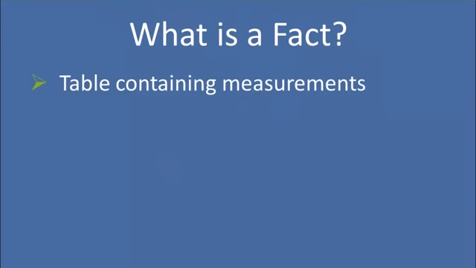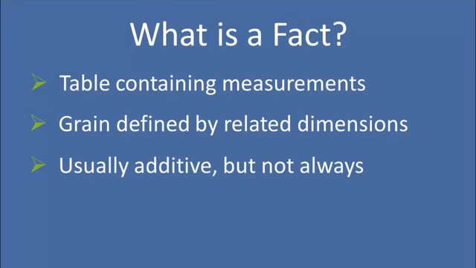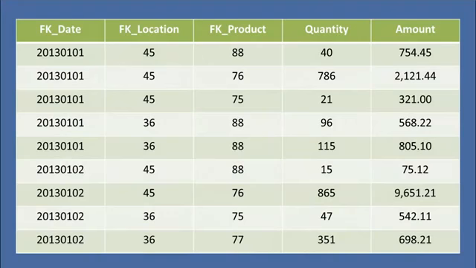So a fact table is a table in a database that contains measurements. Each record is a different measurement, and the granularity of that measurement is defined by related dimensions, which we'll talk about in a moment. Usually these measurements are additive, something like sales, where I can sum them up across multiple records, but not always. Sometimes they're semi-additive, meaning they're additive across only a subset of dimensions. Fact tables are used to resolve many-to-many relationships. So let's take a look at a sample fact table and see what this all means.